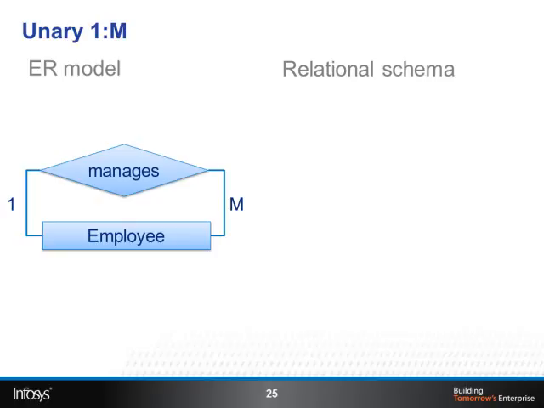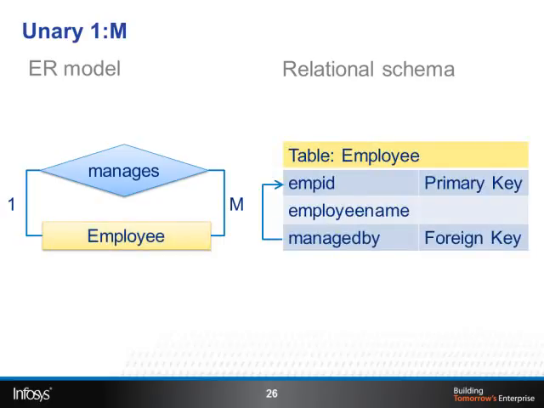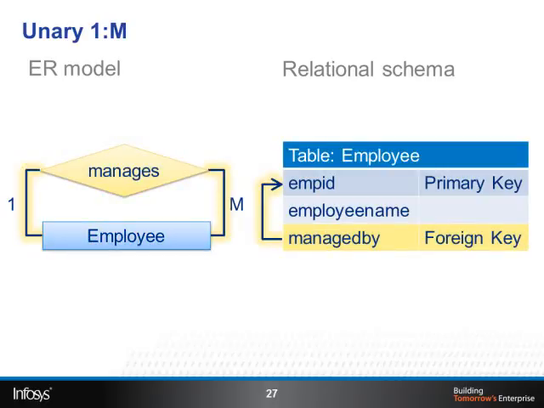As seen before, entity employee is modeled to a table in the relational model as shown. To model the unary relationship manages, the column managed by is added to the table employee, which references its own primary key. Thus, the relational schema for the scenario employee manages employee is as shown.